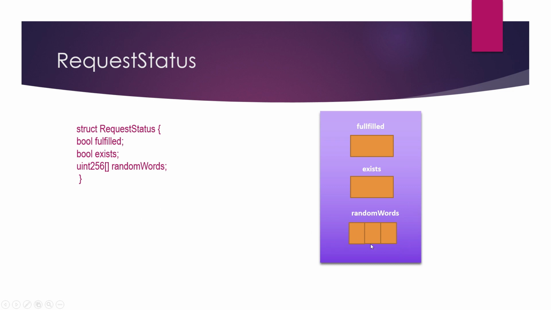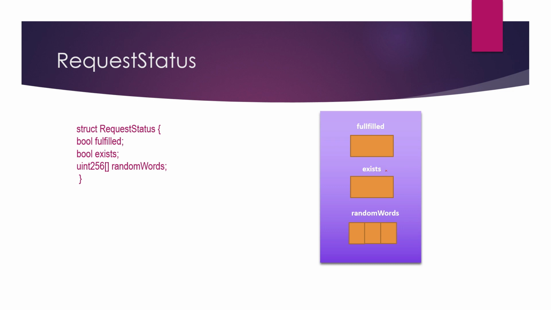Okay, so this is a dynamic array. I have just created 3 slots, but it is dynamic in nature. Okay, so it will have as many slots as we want. Now another important thing to notice here is that we have these two different variables, right? First one is fulfilled, and then we have this exist.